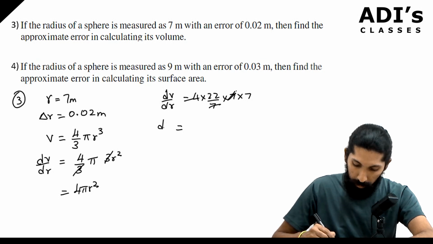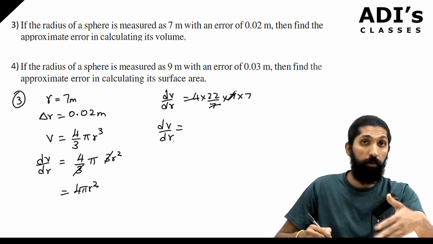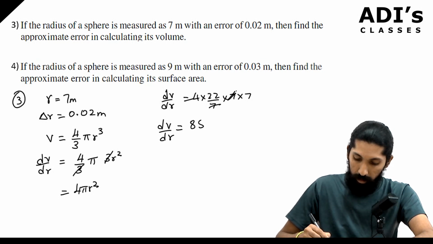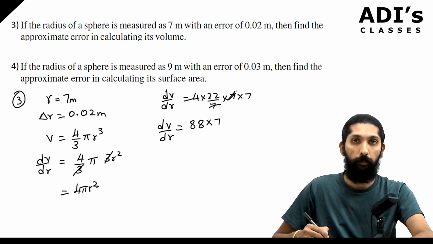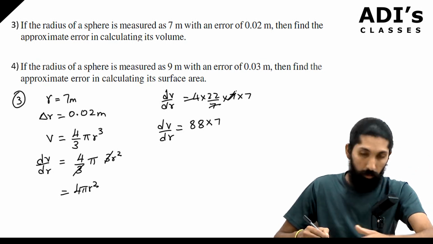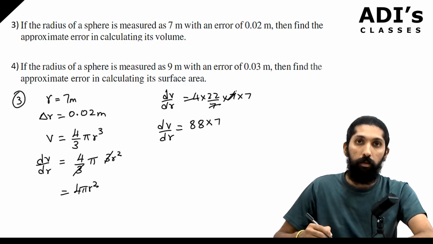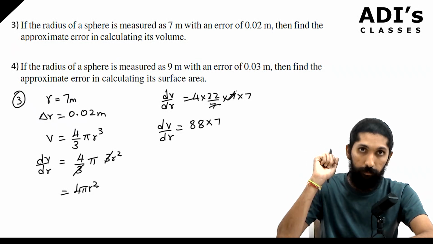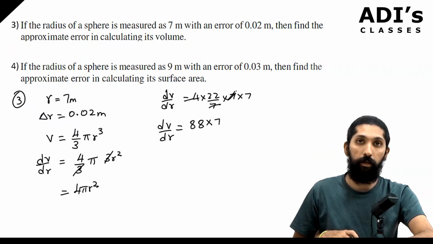Or let's keep it as it is, because later on anyway you are going to multiply. Correct? Or maybe you can write it as 88 into 7. Alright, if you want, you can write the actual number. So you multiply and you are going to get it. But I would not suggest right now to do it. Fair enough? See, this is dv by dr.